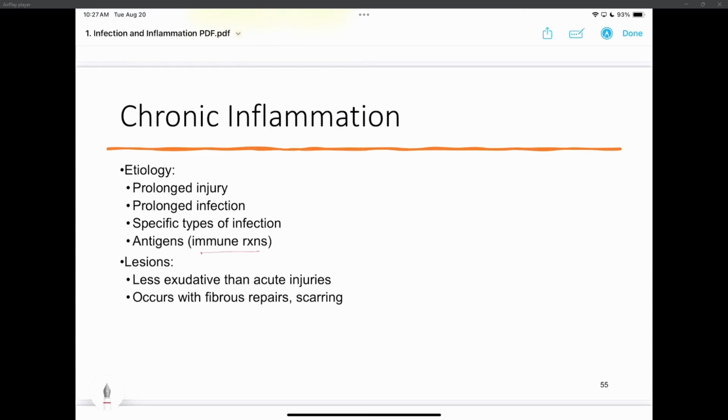As far as the lesions that you get with chronic inflammation, they're less exudative, meaning, we're going to talk about exudates in a minute, it's a fluid that we leak out during different conditions. It occurs with fibrous repairs and scarring. Remember, whenever you see the word scarring or fibrosis, that's usually chronic inflammation that never healed properly. And once you get scarring and fibrosis, that tissue will not revert back to normal tissue. It's done forever.